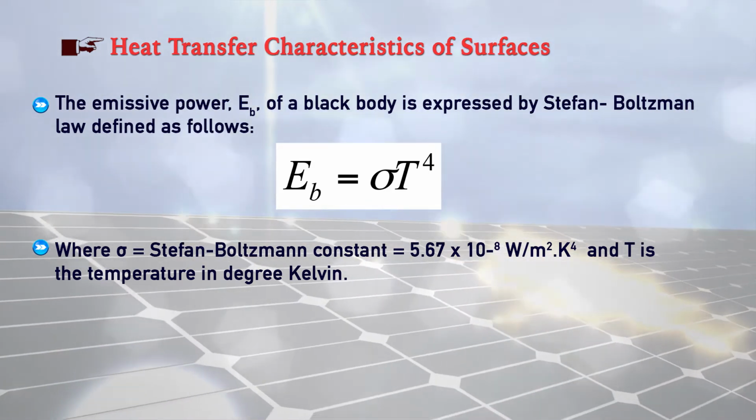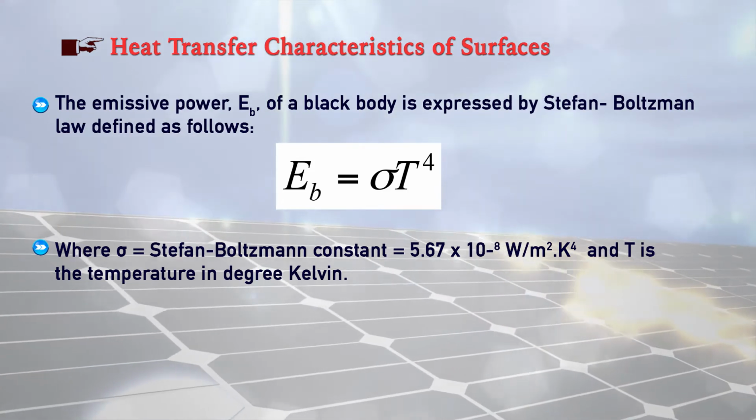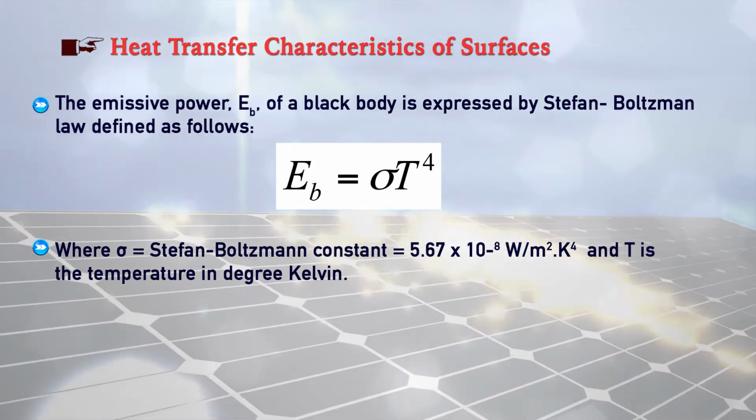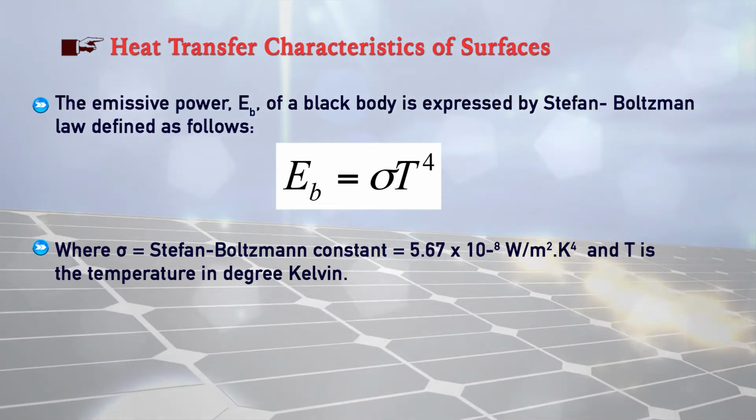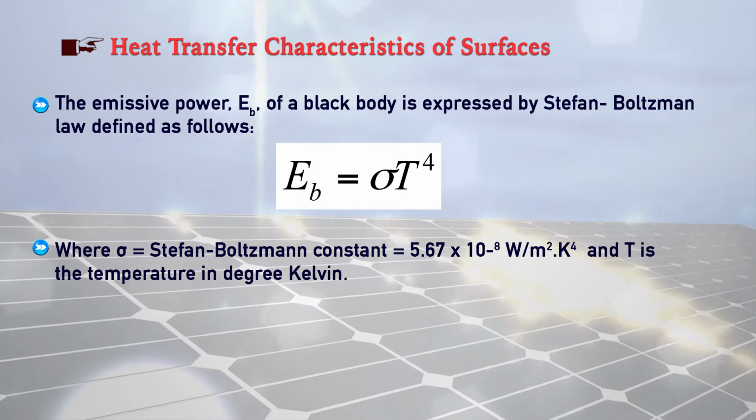It is equal to 5.67 into 10 to the power minus 8 watt per meter square Kelvin to the power 4. And this T is what? T is the temperature which is measured in degree Kelvin. Now we have to understand the next topic, that is radiative properties of the real surface.